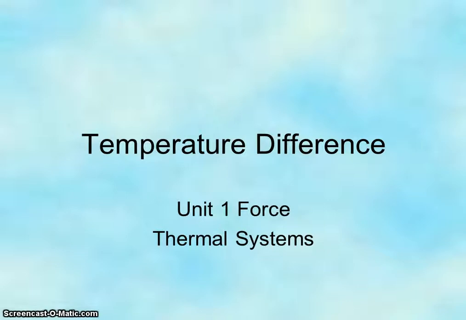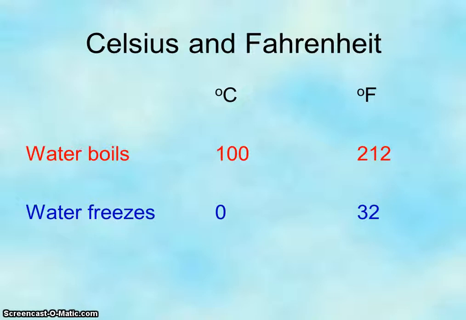Temperature difference. This is in Unit 1 of Thermal Systems. Now, temperature, if you remember, we have mainly two scales that we use. We use Celsius and we use Fahrenheit. And remember, it's based on water. Water boils at 100 in Celsius, and at 212 in Fahrenheit. Water freezes at 0 in Celsius and 32 degrees in Fahrenheit. It's important to keep that in mind because we're going to be talking about the difference in the two.